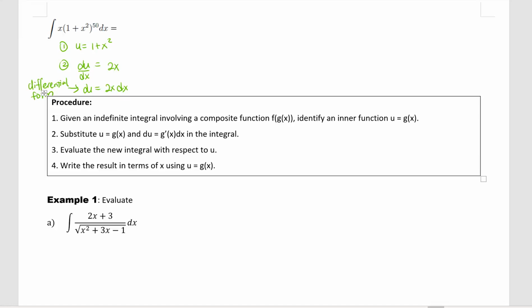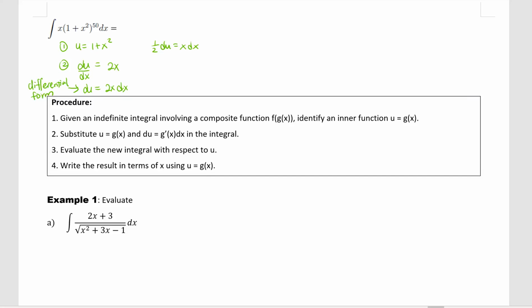From now on, when you use u-substitution, you don't need to write the derivative; you just do the differential form. So you have du on the left, and dx on the right. And then the third step, we're going to change this integral in terms of u. By the way, here you can see du is 2x dx, so x dx is then 1/2 du.